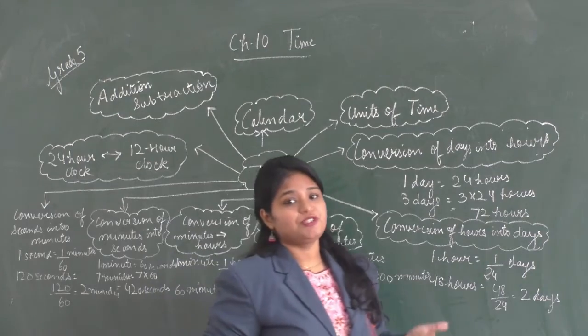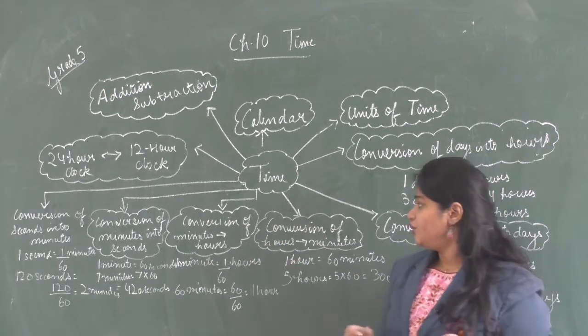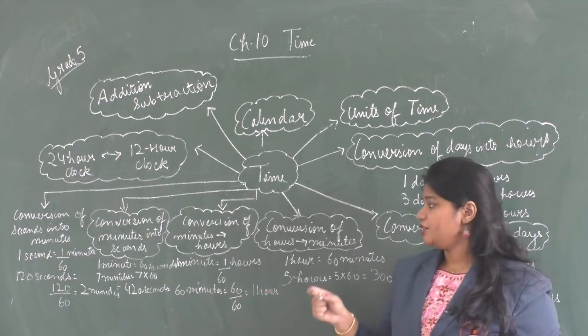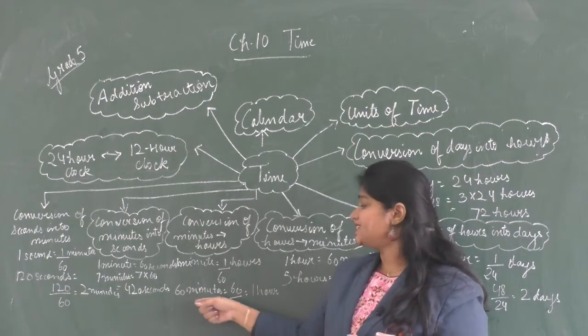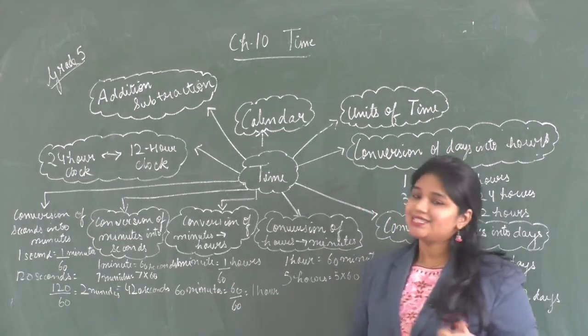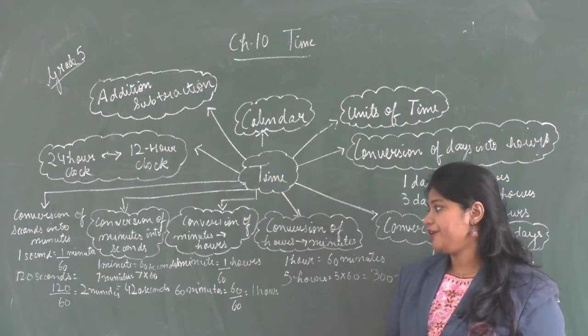Next we learn the opposite of it, that is conversion of minutes into hours. We know that 1 minute is equal to 1 by 60 hours. So when I need to convert 60 minutes into hours, I will divide 60 with 60. So 60 divided by 60, I get the answer 1 hour.